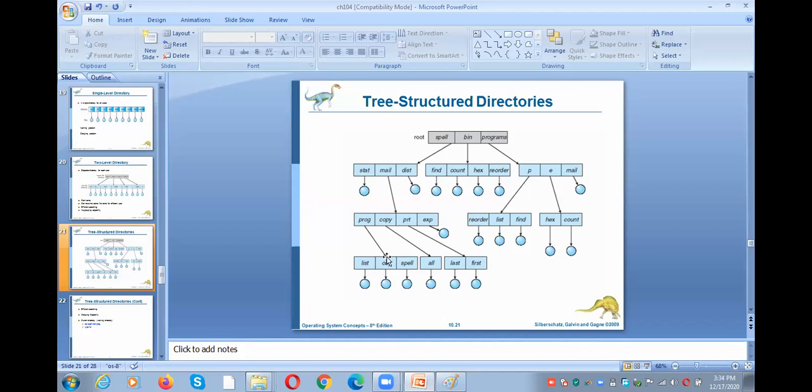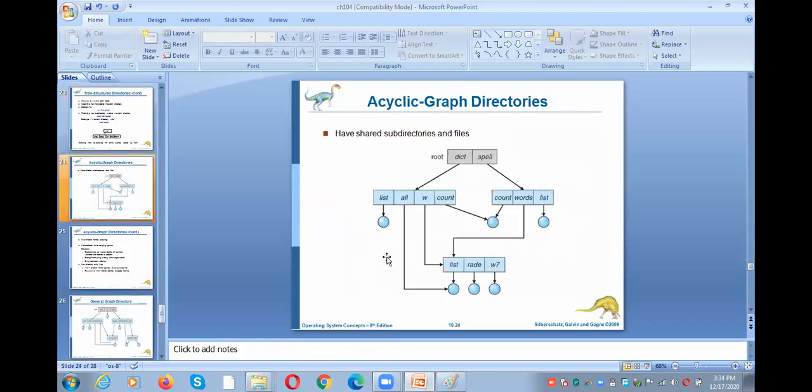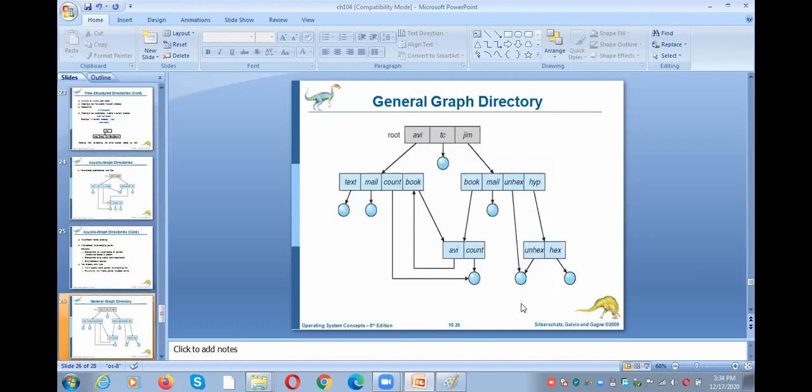So we can group the similar files and keep them under one subdirectory. But what's the problem here? Sharing is not allowed here. So in order to avoid such a problem, we need to go for the acyclic graph directory. Acyclic means there is no cycle here, if you observe. So here sharing is possible. But the general graph contains loops.